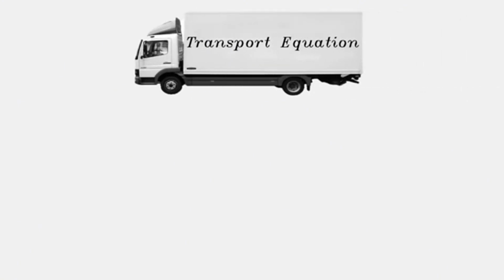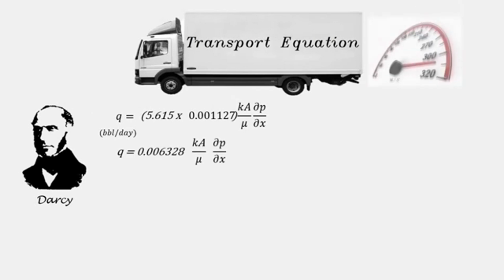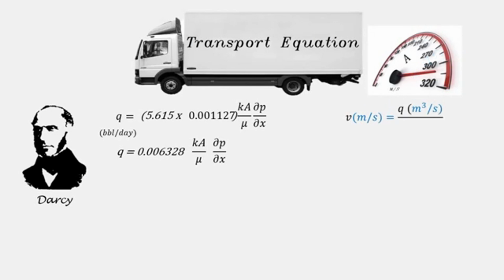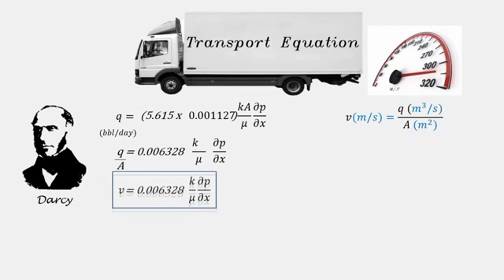This brings us to the transport equation, which is driven by a man commonly known as Darcy. Darcy's law is famous among us. The reason why 5.615 is multiplied is because we want to convert it to unit barrel per day. Q is equal to V times A. So when you rearrange, it becomes V equals Q over A. By moving A to the left and substituting it with V, we have the transport equation.